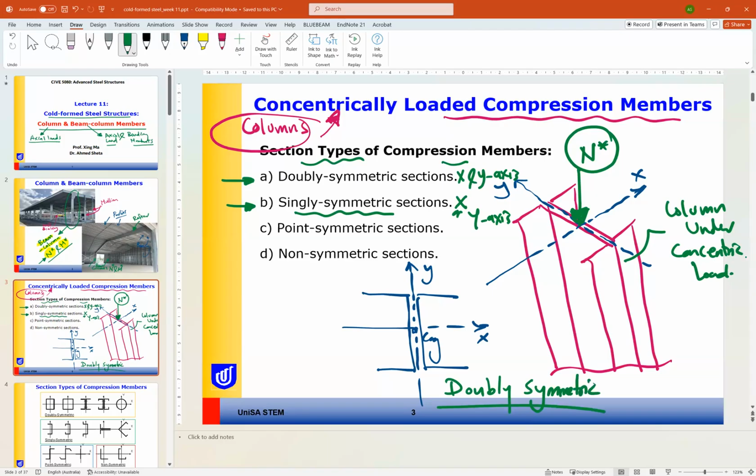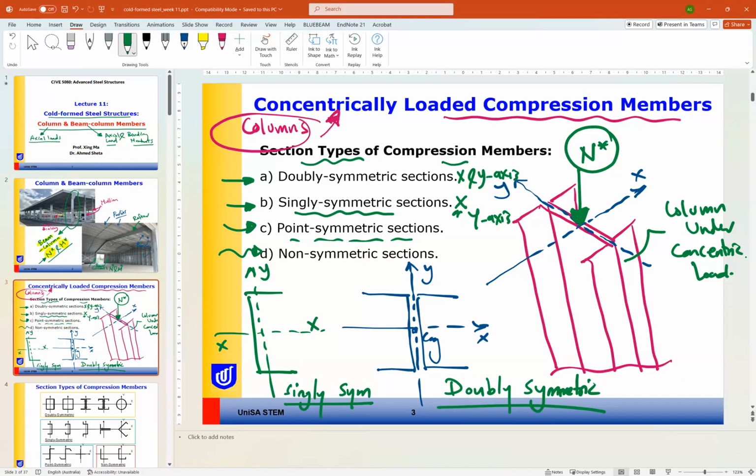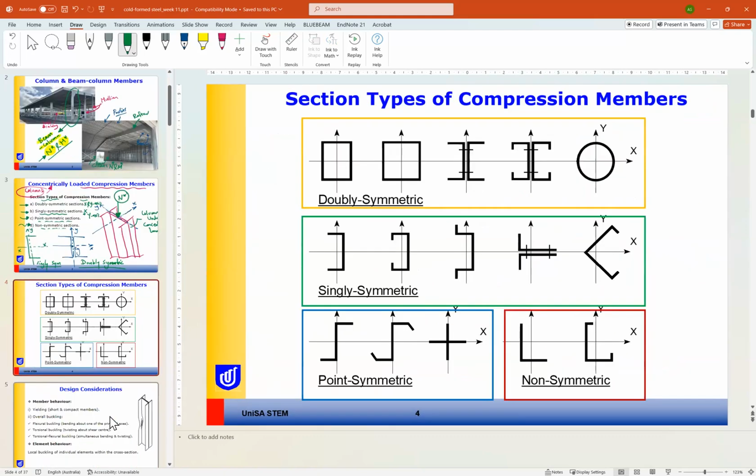Singly symmetric section means only symmetric about one axis, similar to something like this, for example. If we have only one channel, the channel is symmetric only about x in this case. So this is singly symmetric. And we can have point symmetric section, symmetric about one point, or a random or general section, which is non-symmetric section. So these are the four types of section we can have in columns of cold formed steel structures.